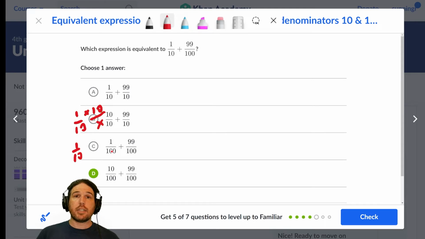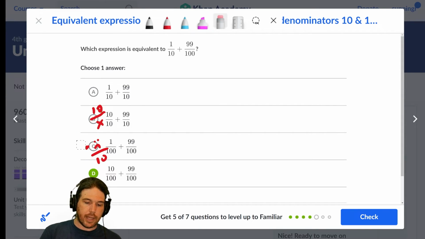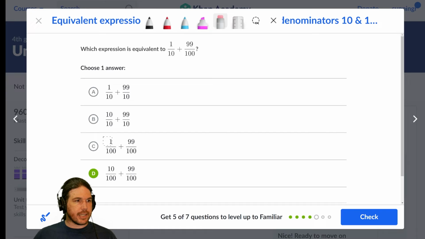Okay? You need to multiply by 1. 10 divided by 10 is 1. That's okay. You can't just multiply by 10. That changes it. Same deal with this one. It didn't multiply on top, but it did multiply on the bottom, right? It got the 100 on the bottom, but they forgot to multiply the numerator by 10 as well. The correct answer is D.